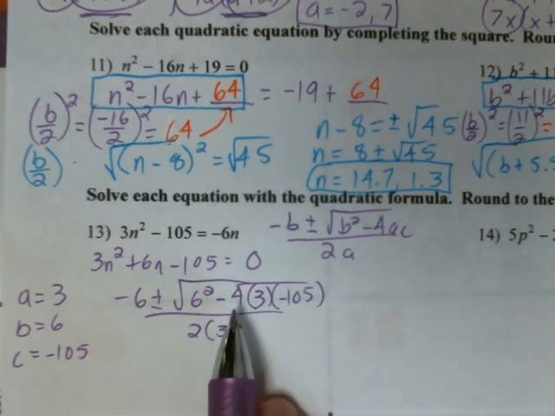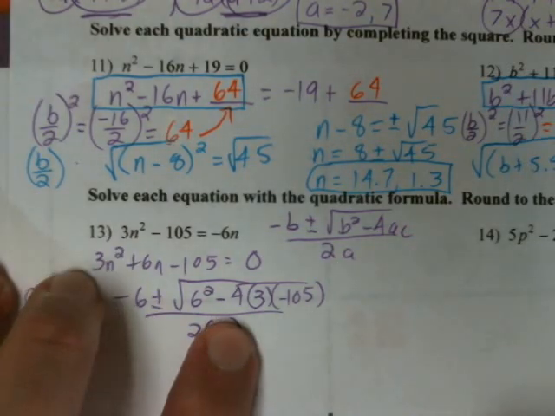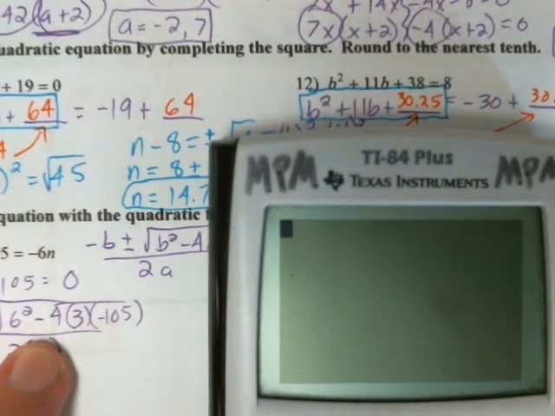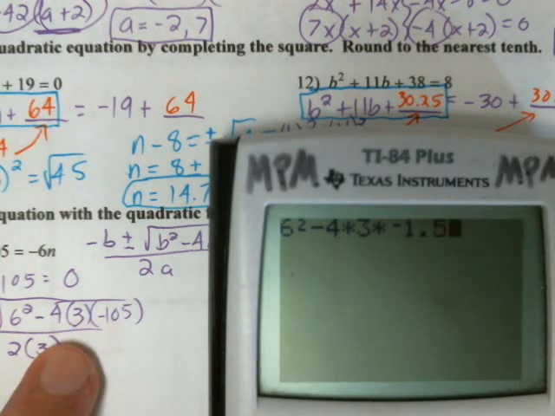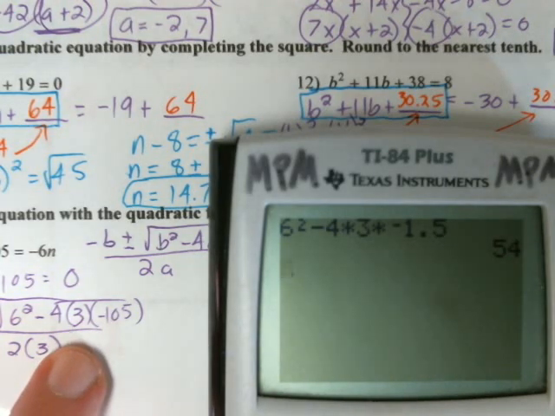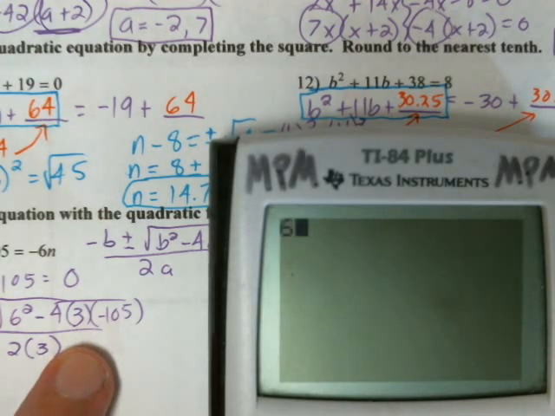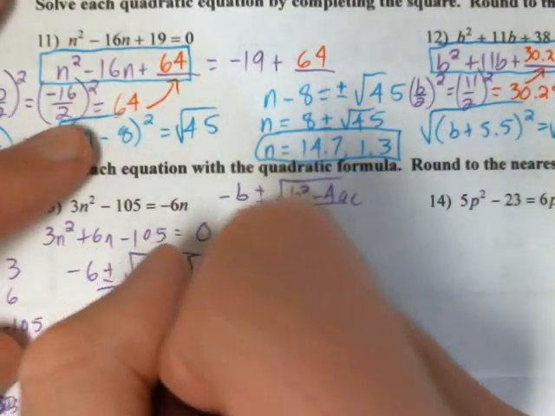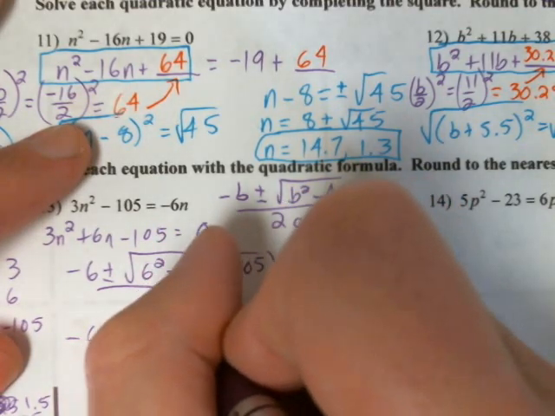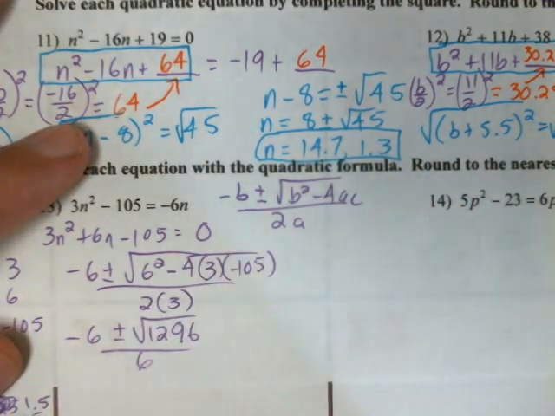Okay, now, at this point, guys, I've done this on the previous video. I'll do it again. I type in just the discriminant, just the part under the radical. Okay, so I'm going to type in 6 squared minus, exactly the way I see it, minus 4 times 3 times negative 105. And I get a number. I pressed that wrong. 6 squared minus 4 times 3 times negative 105. Sorry, I got that number. Okay, so let's take this one step at a time. So I've got negative 6 plus or minus the square root of that 1296 number, okay, all over 2 times 3, which is 6.